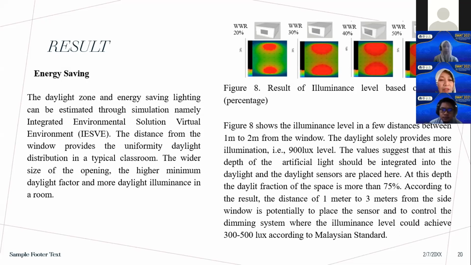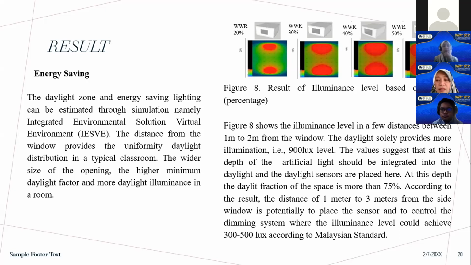In terms of energy saving, the daylight zone and energy saving lighting very much provide uniform daylight distribution, meaning that the daylight at all angles in the classroom achieves sufficiency of daylight. And the result from the simulation shows that daylight solely provides more illumination at the 900 lux level. 900 lux means that it's exceeding the Malaysian standard, which is actually within 300 to 500 lux.